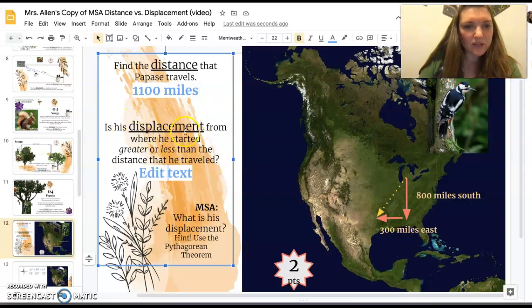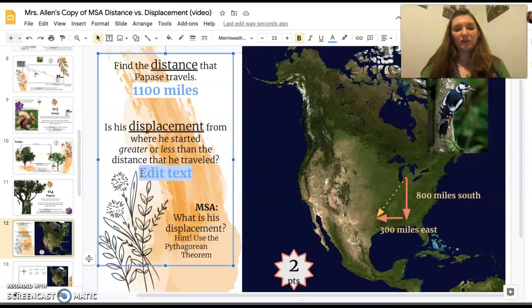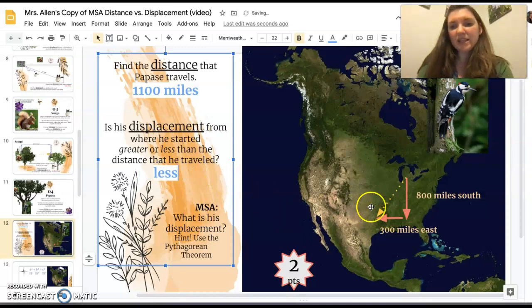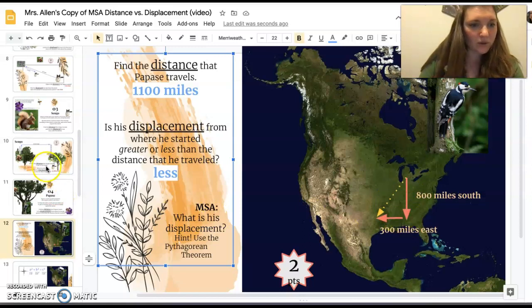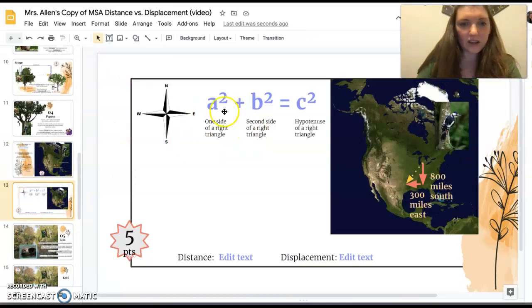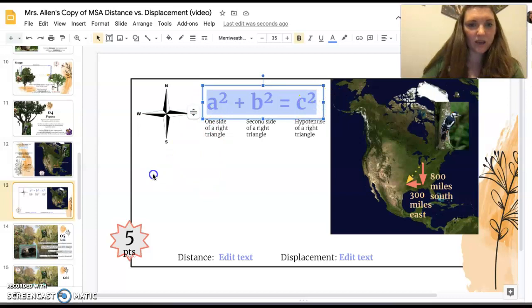So this question asks, is his displacement greater or less than the distance that he traveled? The displacement is always going to be less. The rule for the Pythagorean theorem is that the hypotenuse of a right triangle is always going to be less than the sum of its sides. So this is always going to be a smaller number than these two added together. So in order to solve that, let's look at how we're going to do this. I'm going to copy this here.